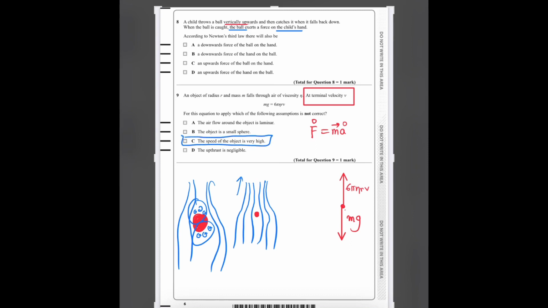D is the correct assumption since it falls through the air. The upthrust is basically the upward force exerted when the object is traveling down any fluid, any very highly viscous fluid. So that would not be correct if it was in water. It was not; D is correct because it is in the air. So C is the answer for number 9.